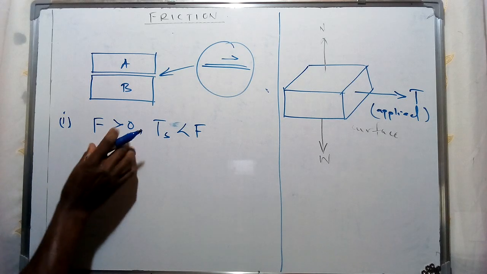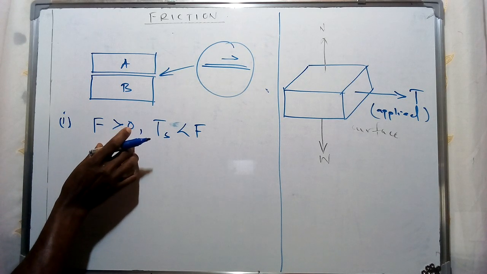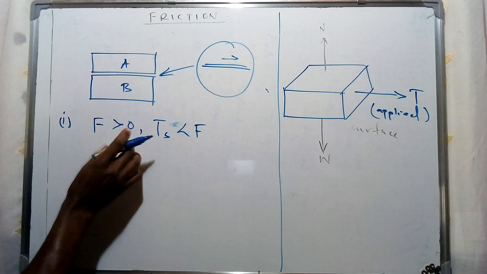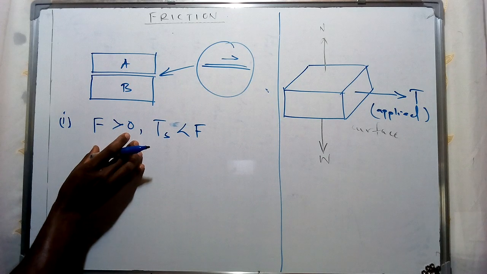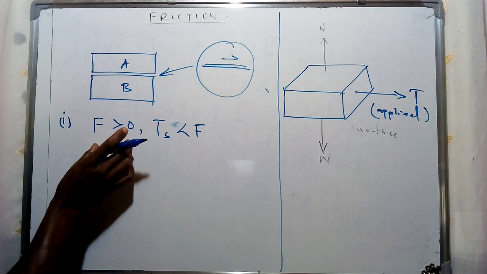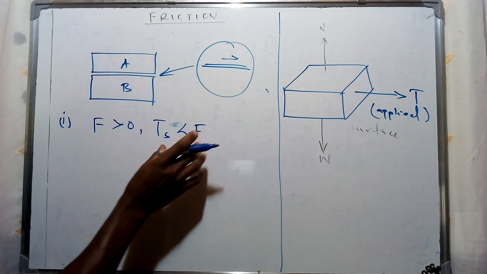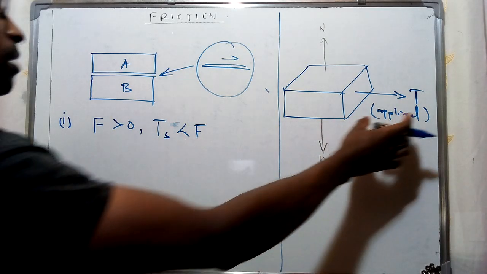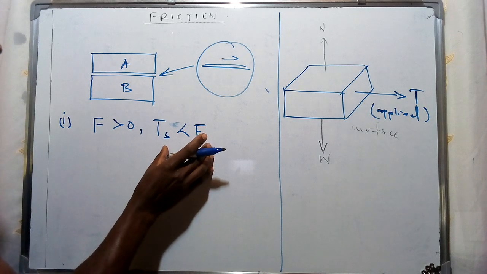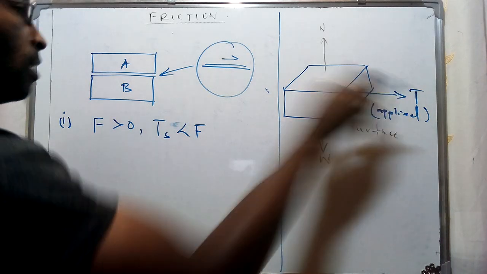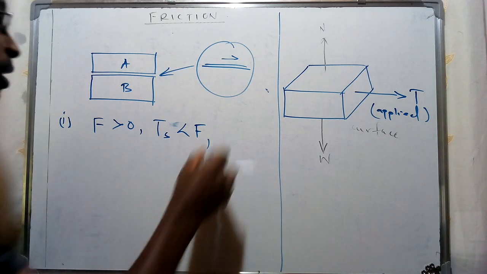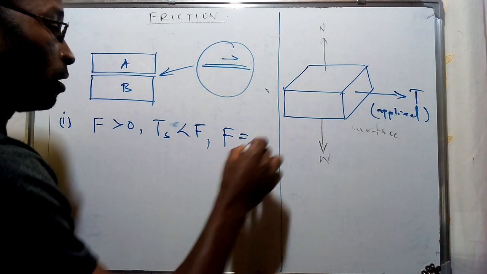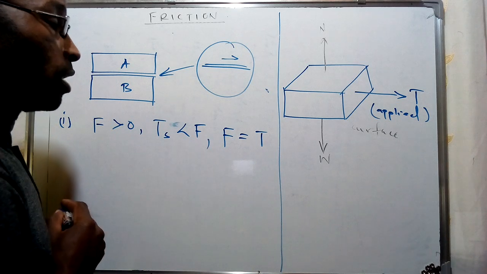So whenever this force has been applied and the object is still, this is the case of application of a small force, and we can conclude that friction is greater than 0. The force which has been applied is relatively smaller compared to the friction if the object has not moved. And of course, we can also conclude that the friction is equivalent to the force which has been applied.